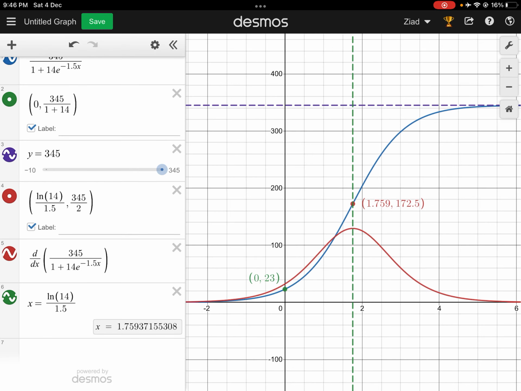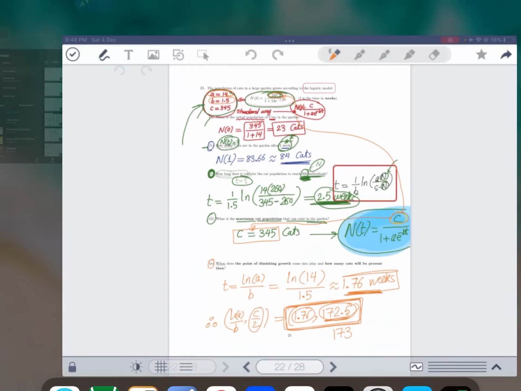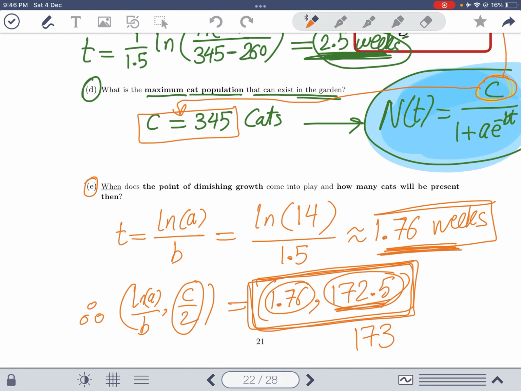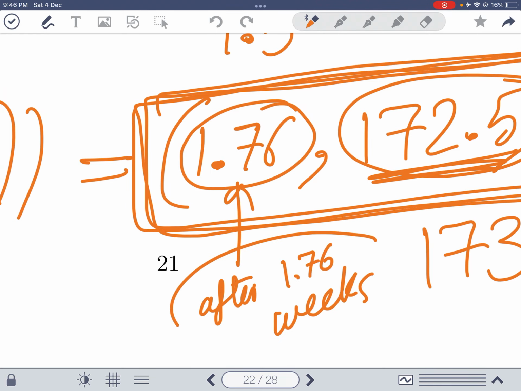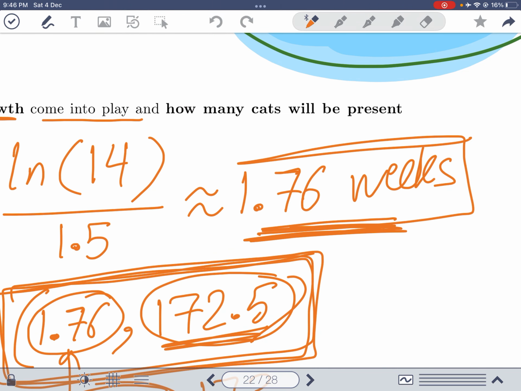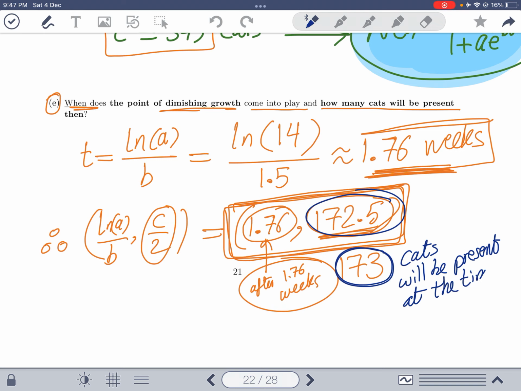So this is kind of a review also of logistic growth in general. And let's see, did we solve everything now? Yes. So when does the point of diminishing growth come into play? You say after 1.76 weeks. So after 12 days, you can say it comes into play. And how many cats will be present? You will say, of course, you cannot say 0.5. You say 173 cats will be present at the time of diminishing growth.